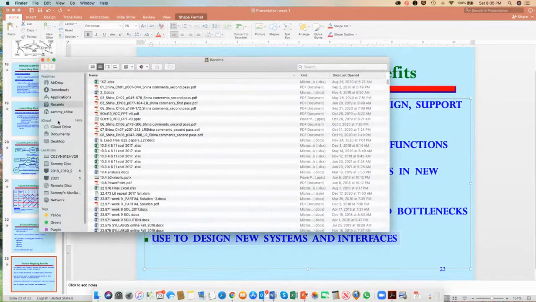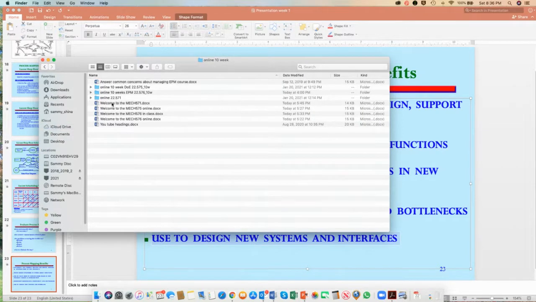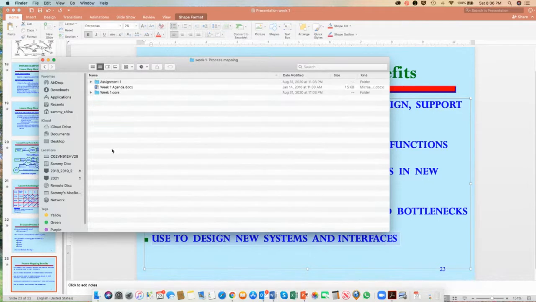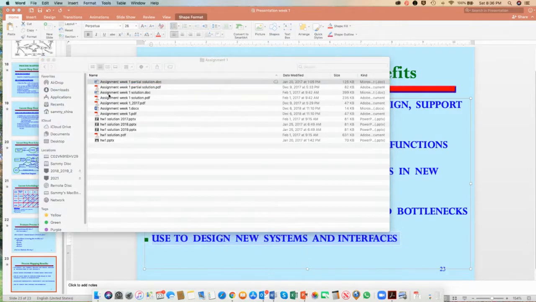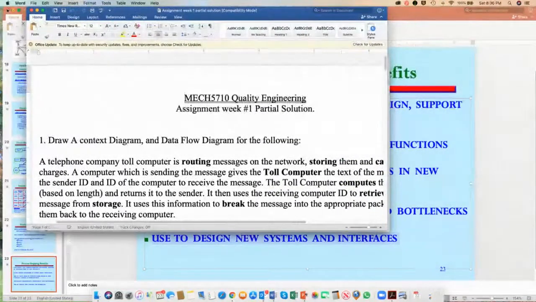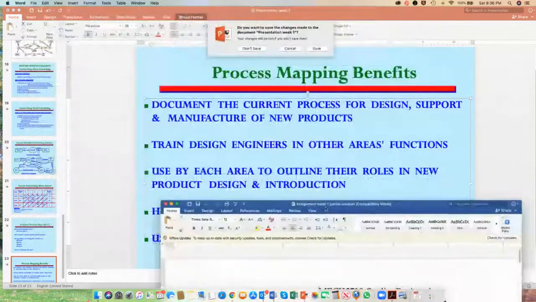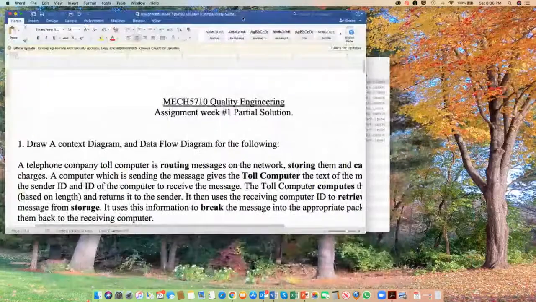Okay, so I'm a little bit over, but let me just give you a brief look at the homework. Let's see if we can find that. I should have had it ready, but I didn't. That's okay. There we are. Okay, there's process mapping. There's assignment number 1. And I'll just give you the partial solution. Let me just close that first. This one doesn't want to close because it wants me to save it. I don't want to save it. So there we are.